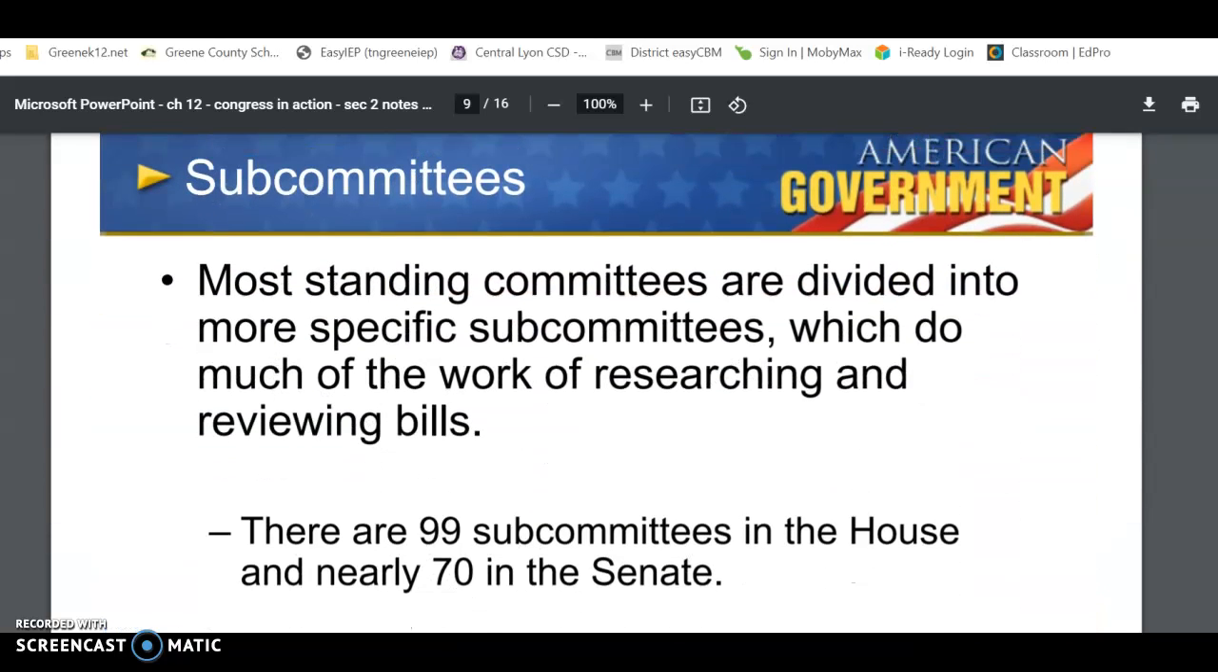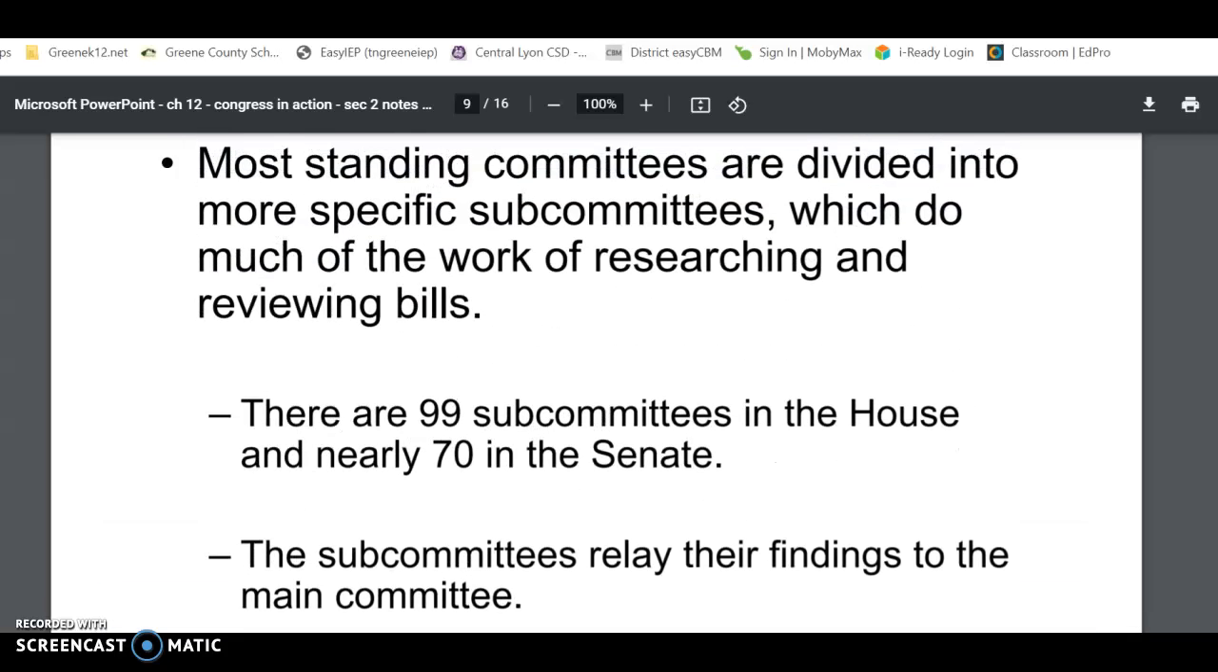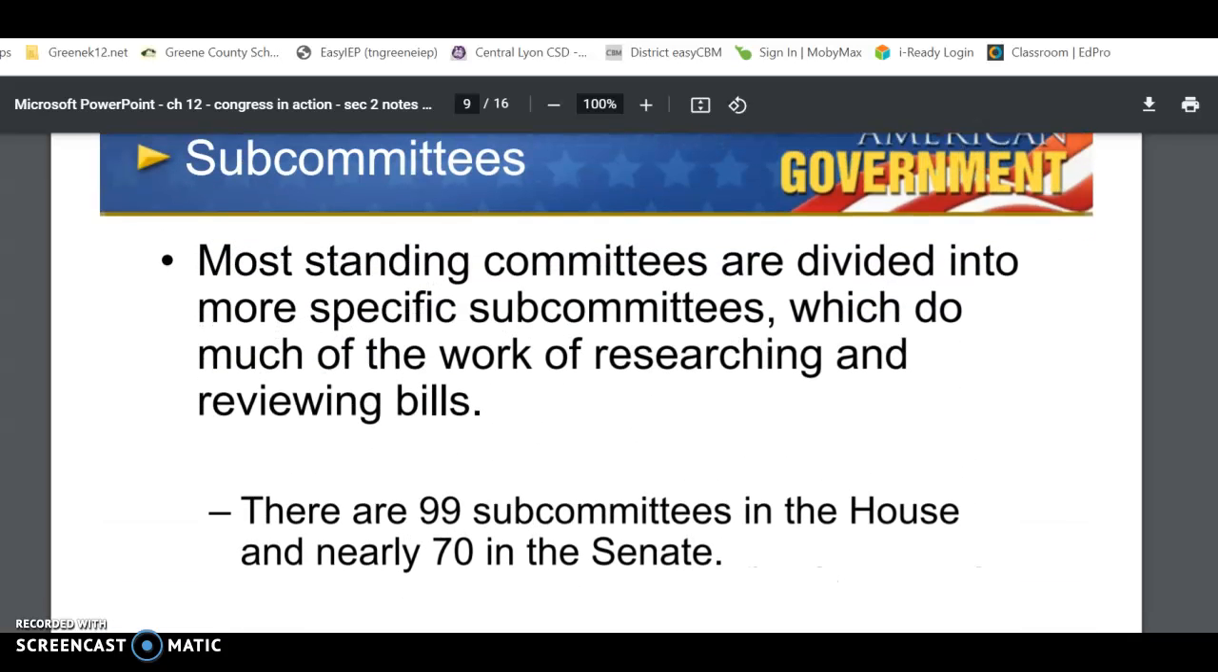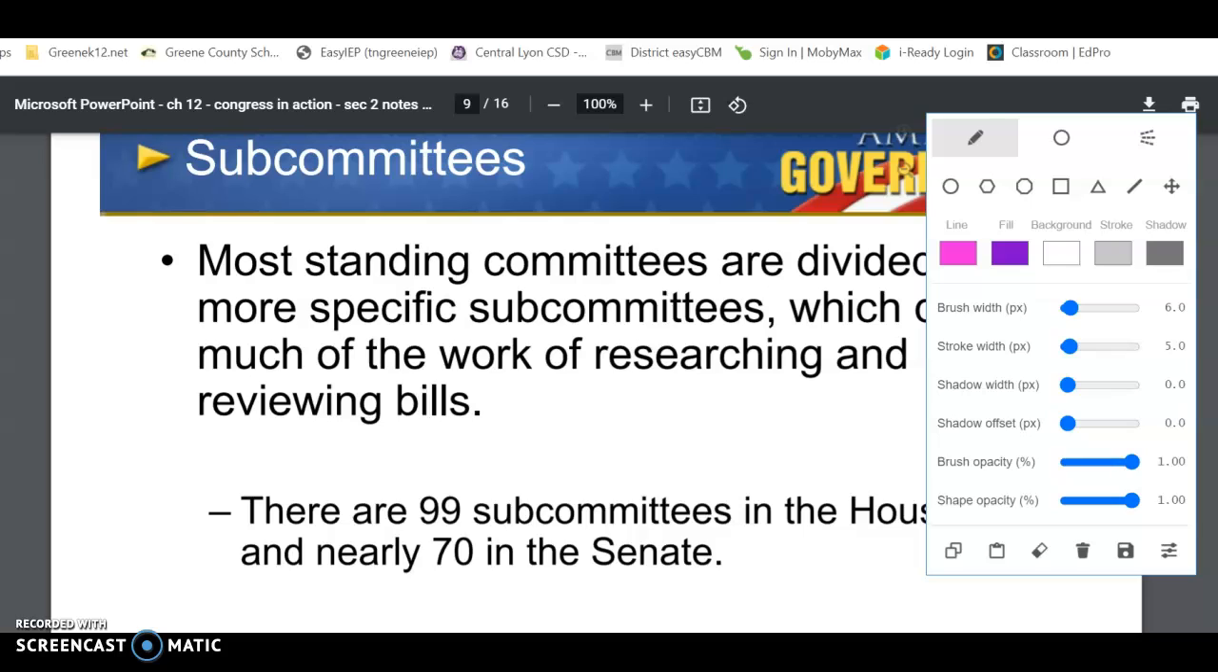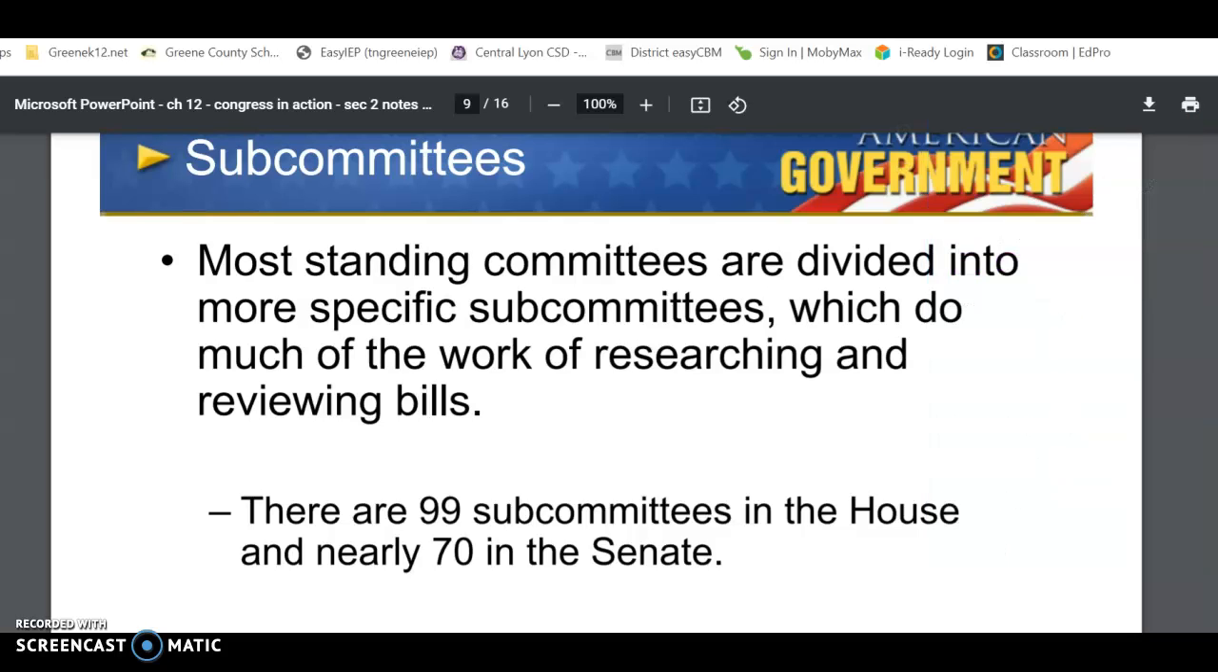So now we do have a new heading. And this heading is subcommittees. So instead of standing committee, there's other. So this is like the second type of committee that we're talking about in these notes. These are called subcommittees.